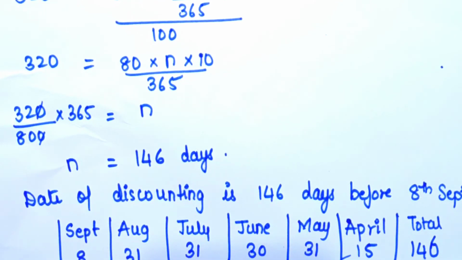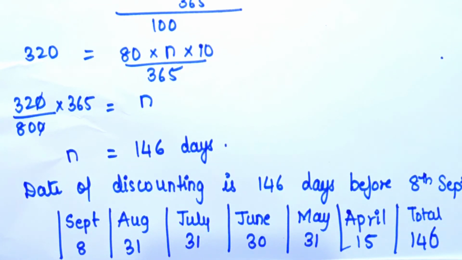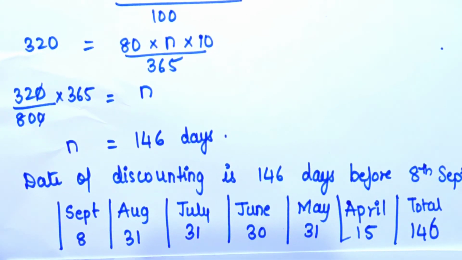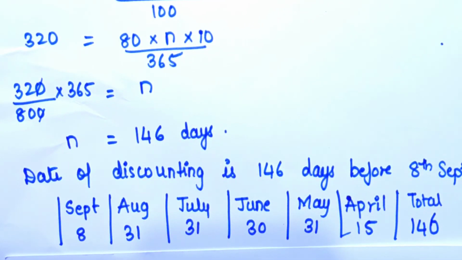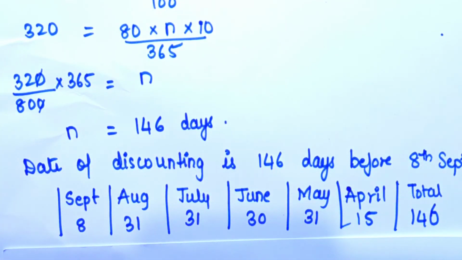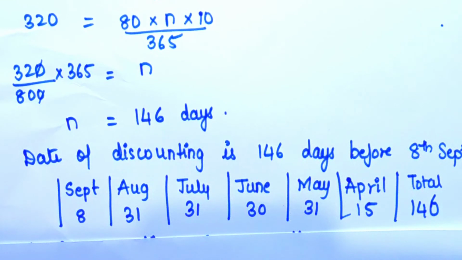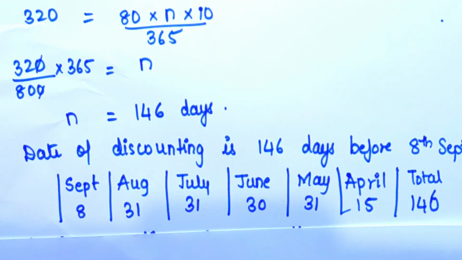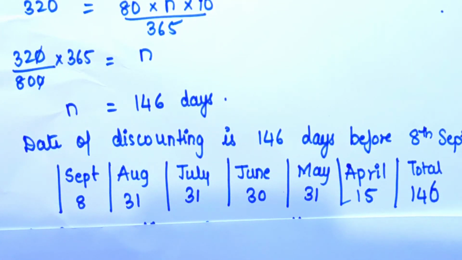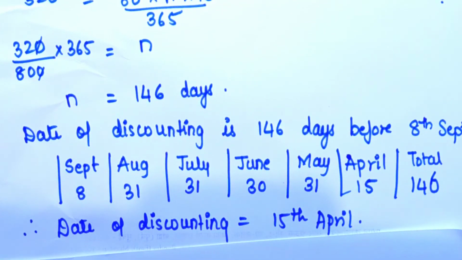How will you calculate that? In September, you go backwards. In September, there will be 8 days. In August, 31, July 31, June 30. You just keep on adding these terms. When you feel that 146 days is over, you need to stop. So when you add all of them, you come to a conclusion that June 30 days, May 31 days, April 15 days. So total is 146 days when you take 15 days from April. So what will be the date? The date will be 15th April.